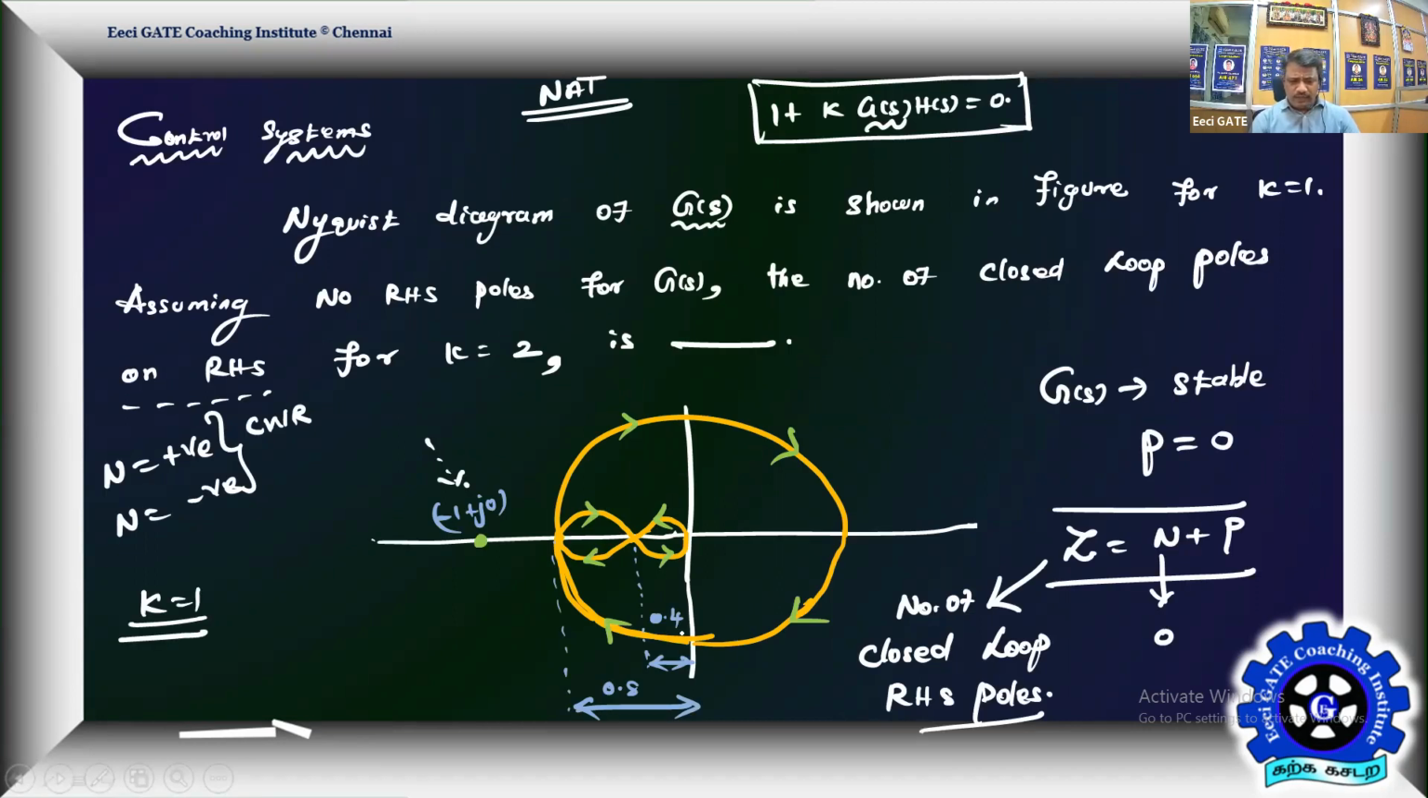So it's 0.4, it's 0.8 and -1 plus j0. So what is exactly the problem? Assuming no right hand side poles for G of S, the number of closed loop poles on the right hand side for K equal to 0 is... Okay, so the problem statement in the original paper is a little different, but anyway, it means this only. I have given it in my own version since it is memory based. You will see the actual structure and statements after reading the response sheet.